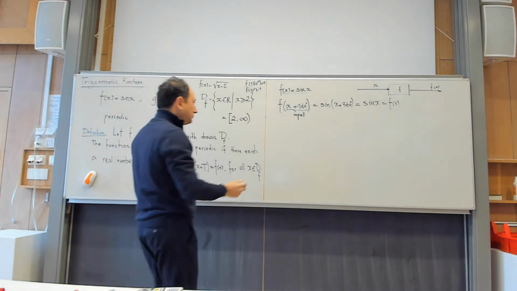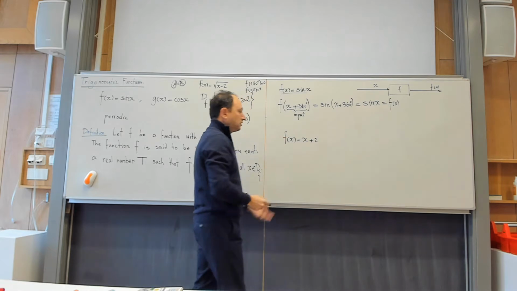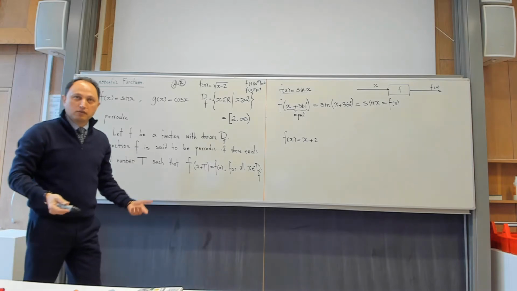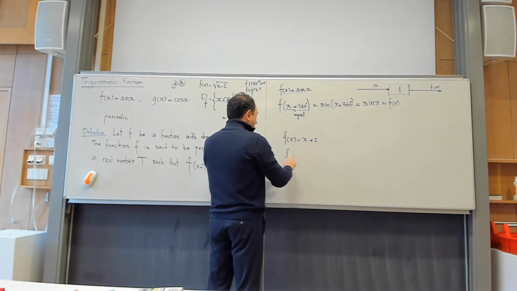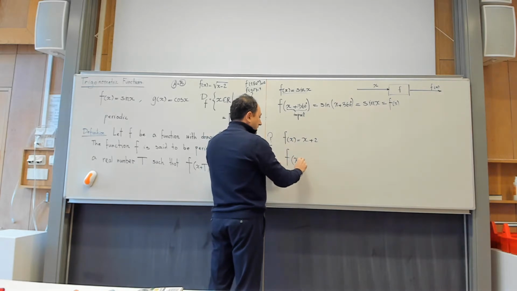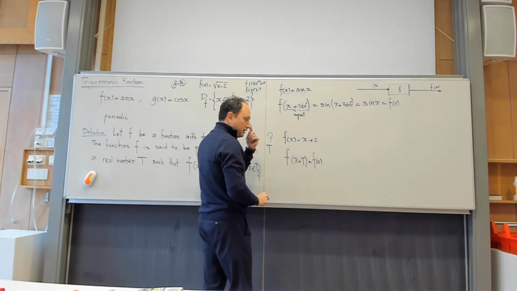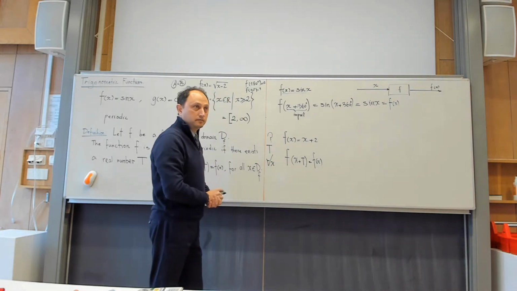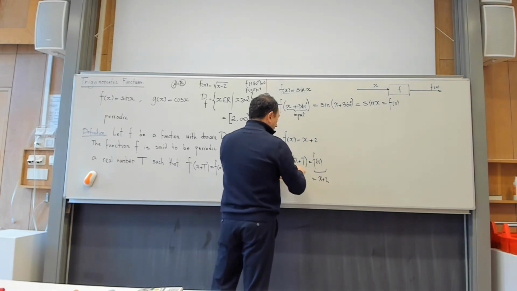For example, is f of x equal to x plus 2 a periodic function? It seems no. Why? For example, assume that it is periodic. I want to find, is it the case or not? So it means that I need to look for a number so that if I calculate this, it becomes equal to f of x, not for one value of x, for all. This means for all values of x. Yes? Okay, now tell me, what is f of x? It is x plus 2. What is f of x plus t? Can you tell me?